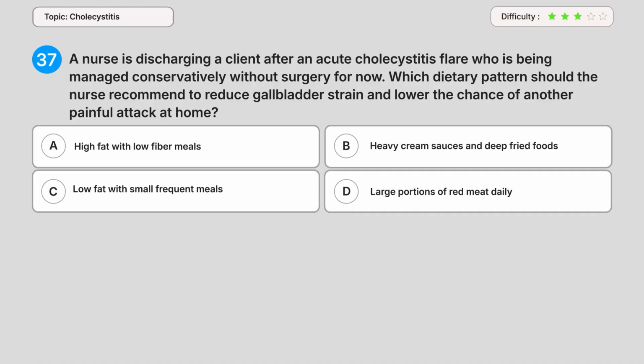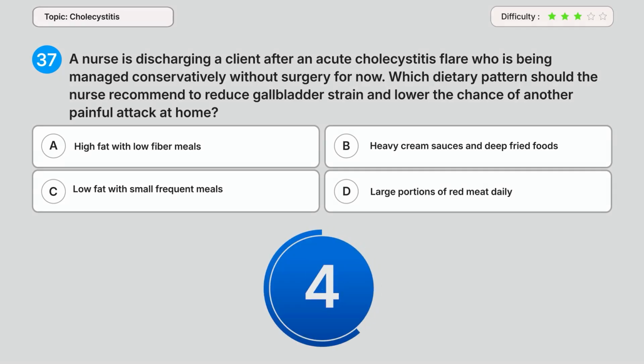B. Heavy cream sauces and deep fried foods. C. Low fat with small frequent meals. D. Large portions of red meat daily. What do you think is the answer?